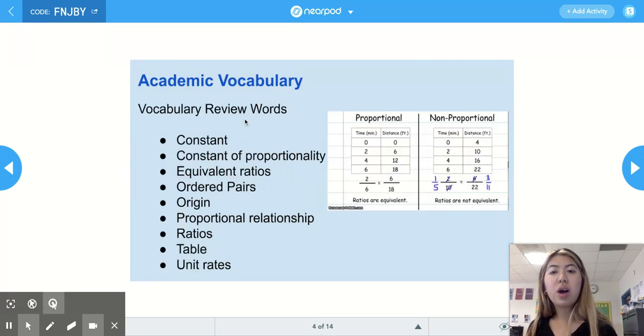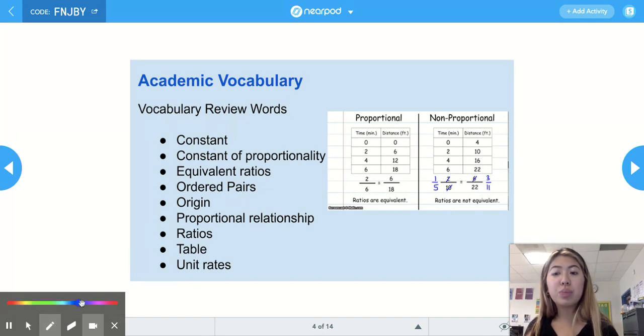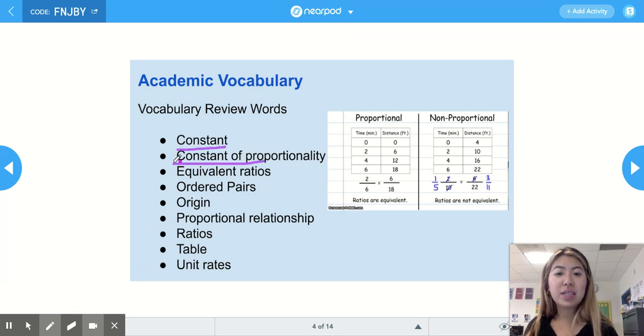Some review of academic vocabulary are the words constant and constant of proportionality, which can be used interchangeably, which means that both are referring to the same thing. Equivalent ratios are like two fractions that are equal to each other.